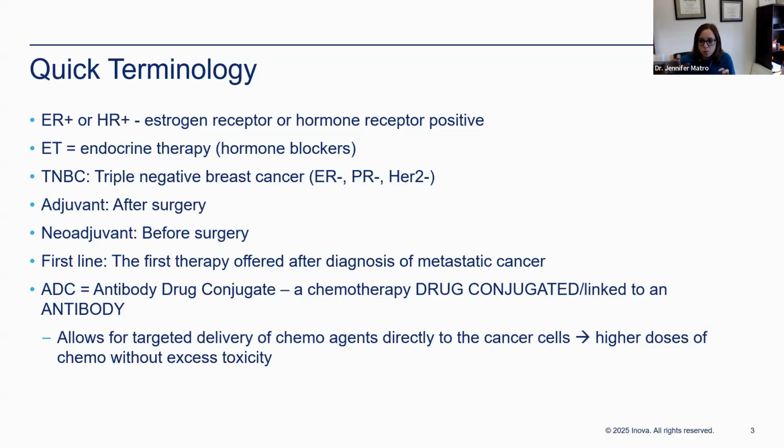So it's more like we've turned chemotherapy that used to be carpet bombing into missile strikes. So it allows us to give higher doses of chemotherapy, not with no toxicity, but without excess toxicity. So we wouldn't be able to just hook up that dose of IV chemo to somebody's vein and give that high dose, but we can give a higher dose when it's linked to that antibody. So that's just a quick rundown of what those drugs are. And we're going to talk about a couple of them today.